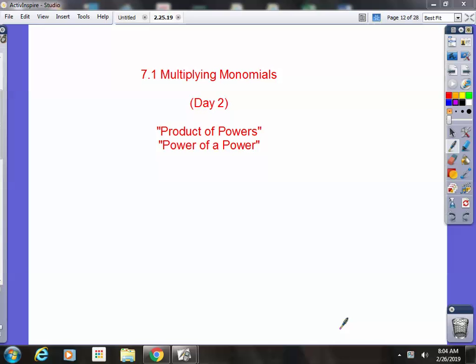So today, again, we're multiplying monomials. We're going to look at two things: the product of powers and the power of a power. Today, a lot of our problems are going to look like this, something like x squared to the fifth power. What I'm going to call this is a power to another power.